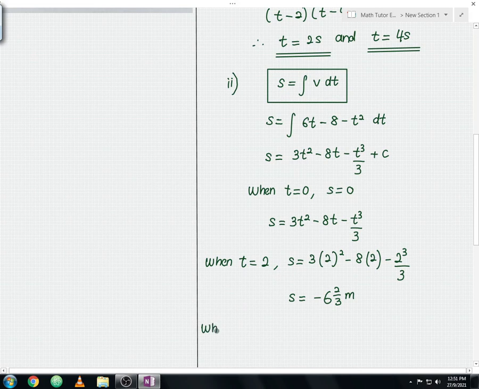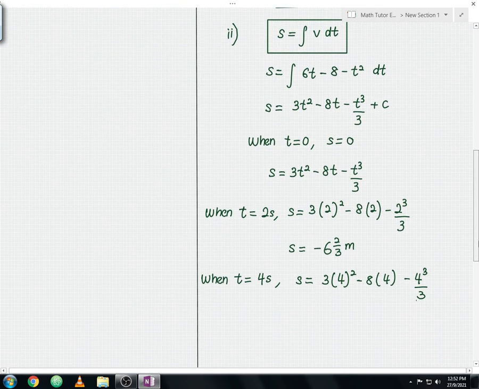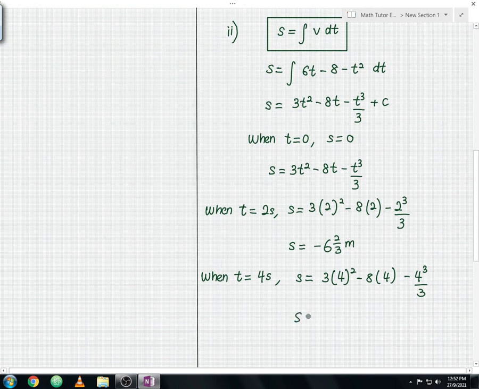Okay, so let us proceed to t is equals to 4. So when time is equals to 4 seconds, so from here your s is equals to 3 times 4 square minus 8 times 4 minus 4 cube over 3. So you perform this calculation. So from here you get your s is equals to negative 5 1/3 meter. Okay, so this is your second step, guys.